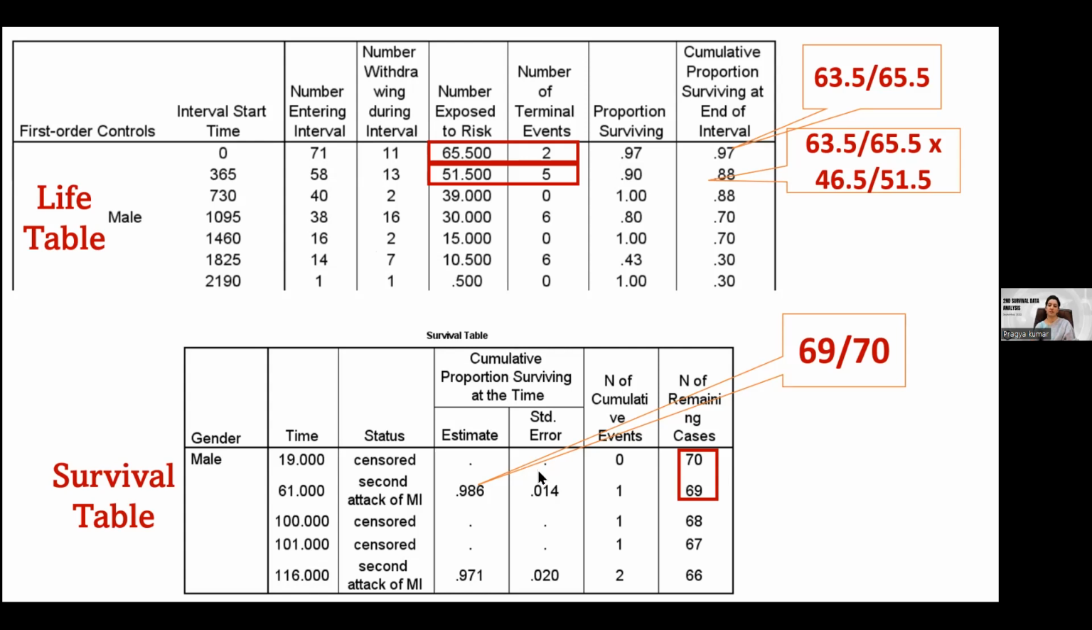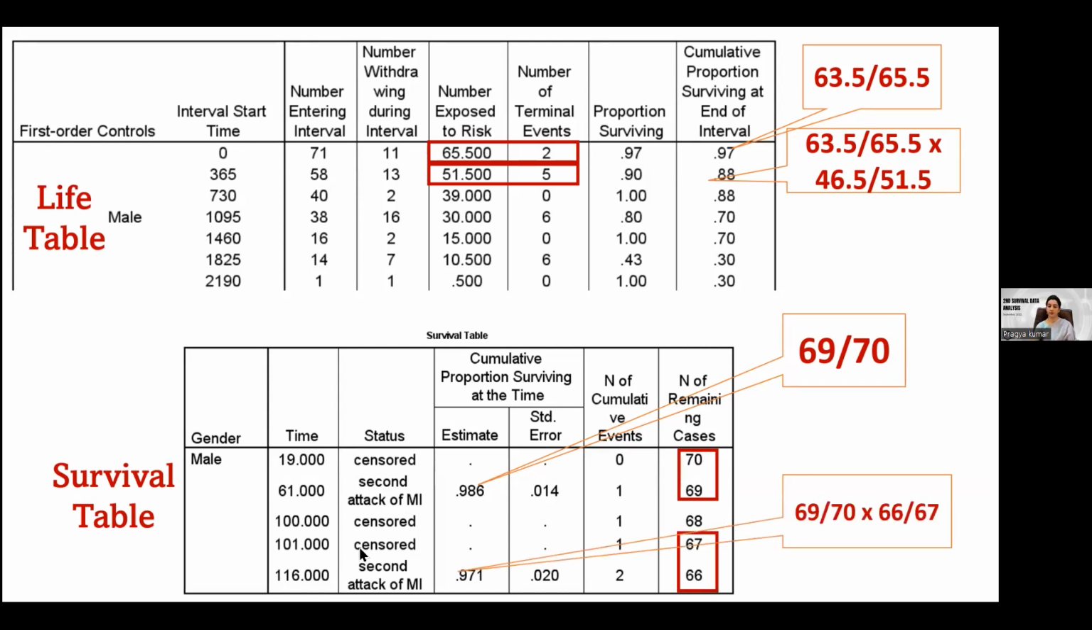But for this survival table in the Kaplan-Meier, you will not find a column of censored individuals. So here there are 71, but if it is 70 here, you will assume that one person has been censored. Then again, there is a second attack of MI. So how will it be done? There are now 69 individuals left because one person had an attack of MI. So you do 69 divided by 70. And that comes as 0.986.